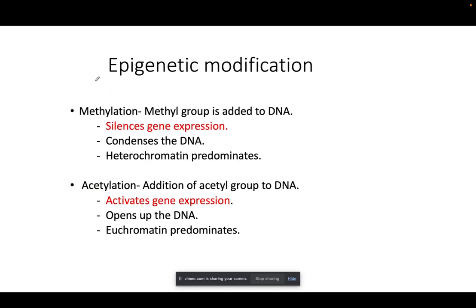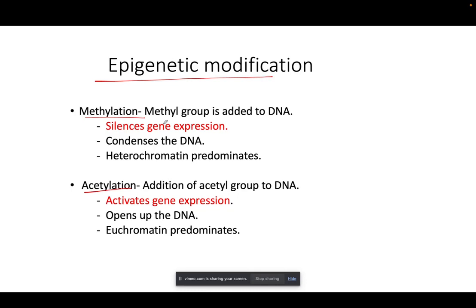So what is this epigenetic modification? Modifications are nothing but changes that allow us to change the level of gene expression. It allows us to regulate the gene expression without even changing the DNA sequence. Okay, so it doesn't change any DNA sequence. The sequence remains the same. It only changes the gene expression. Okay, and it turns out there are two processes, methylation and acetylation.